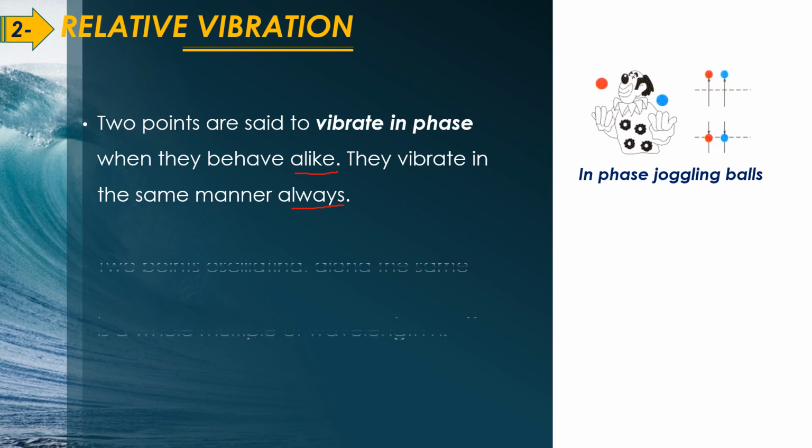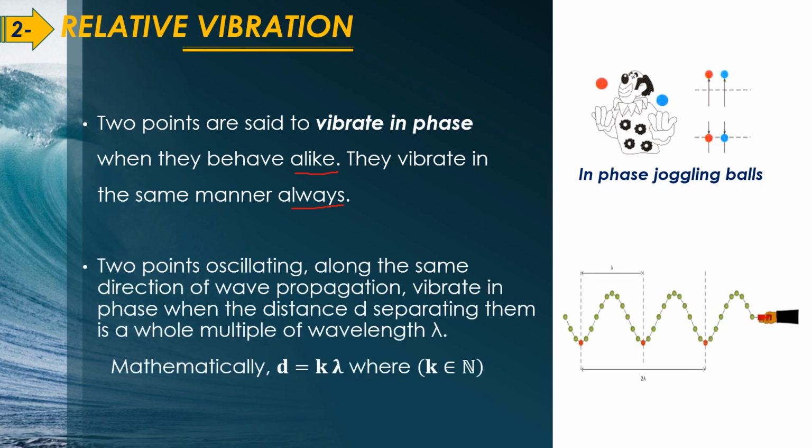Now, going to the mathematical representation of in phase, two points are said to be in phase if they move alike. You will notice that the distance between points vibrating alike, for example, these red dots, is 1 lambda and 2 lambdas. So if we generalize this idea, we can say that two points oscillating along the same direction of wave vibrate in phase when the distance separating these two points is a whole multiple of lambdas. Mathematically speaking, d equals k times lambda, where k is a whole number.